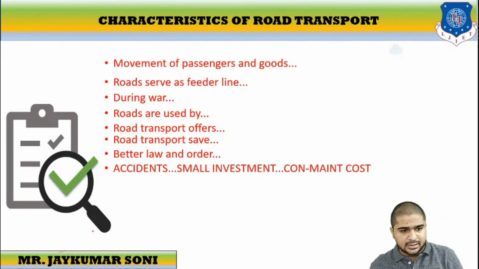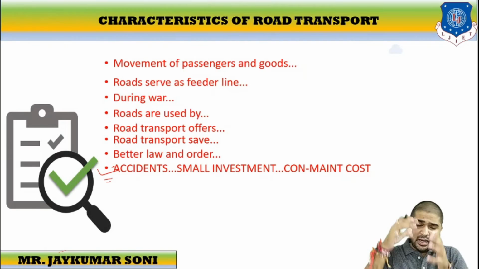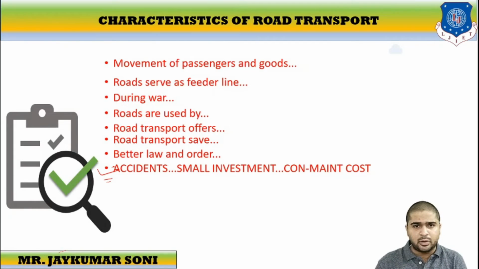One minus point is the accident ratio, because road transport is subjected to a higher rate of accidents. But due to the flexibility of movement, people can reduce the number of accidents if they are well aware of the operations. So this was about the characteristics of road transport.